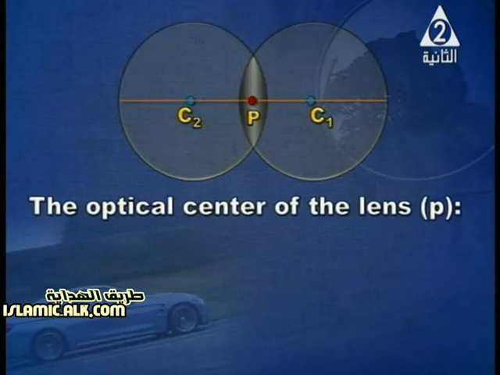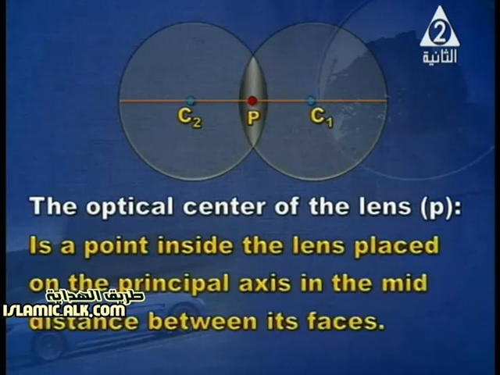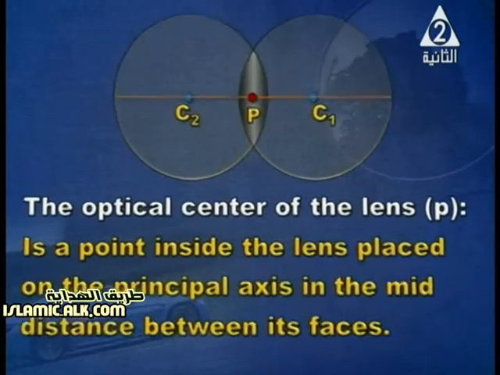The optical center of the lens is a point inside the lens placed on the principal axis at the mid-distance between its faces. This is the optical center of the lens. It lies on the principal axis of the lens between the two centers of curvature.